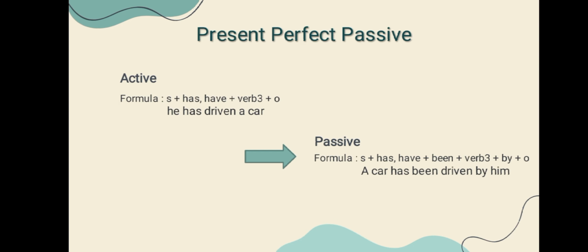Present perfect passive. The active pattern is subject plus has or have plus verb 3 plus object. He has driven a car. The passive pattern is subject plus has or have plus been plus verb 3 plus by plus object. A car has been driven by him.